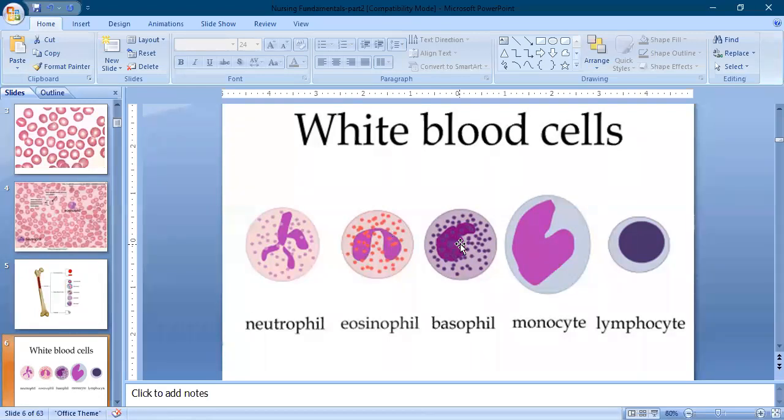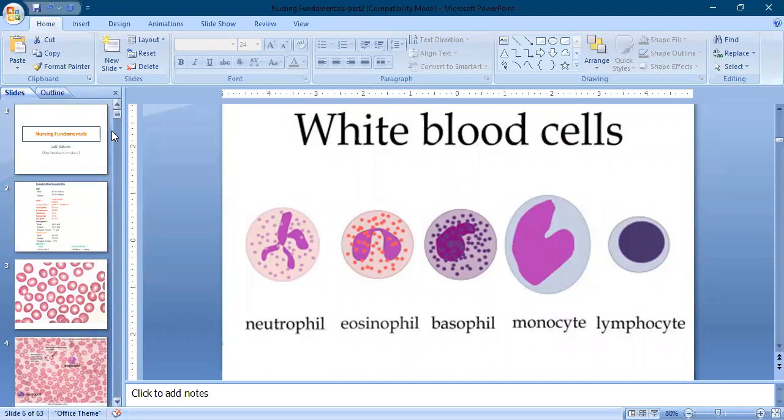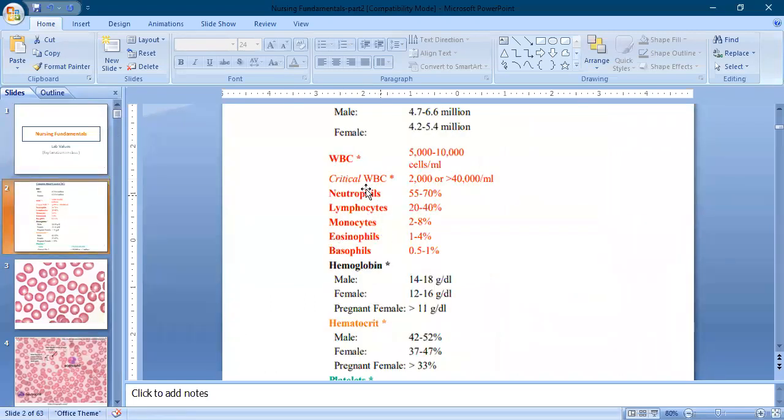So another cell called basophil, it is 1% in relation to other white blood cells, increases due to leukemia. What is leukemia? It is the cancer of white blood cells, right? So total number of cells is increased in case of leukemia. So this is very basic talk about the white blood cells, and the percentage is there. When you study yourself, you can find it out from here.